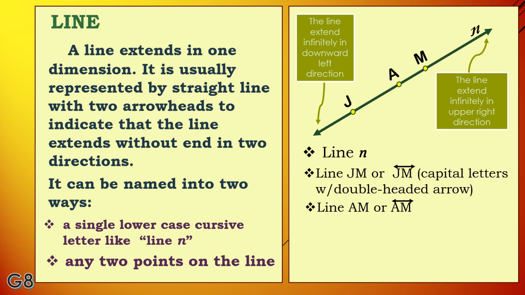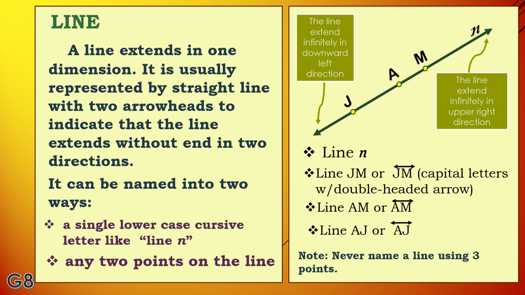We can also name this line as line AM. And we can also name this line as line AJ. Note, never name a line using 3 points. Use only any 2 points on the line.